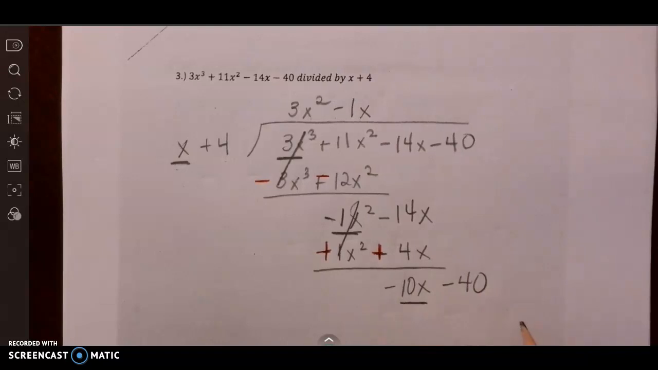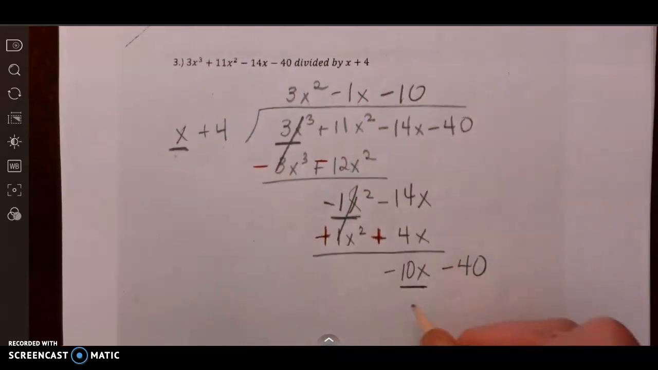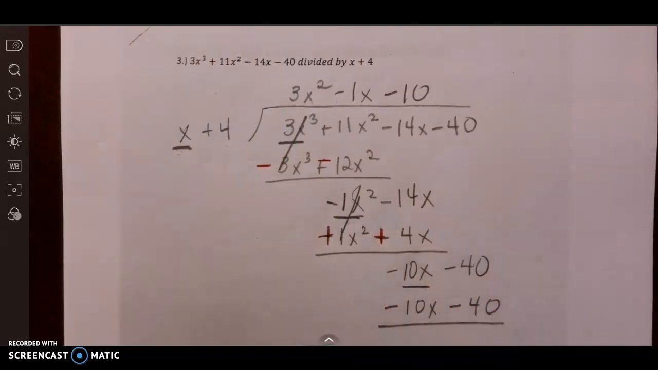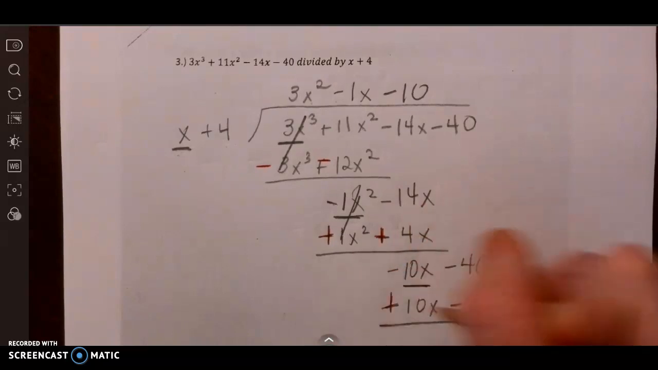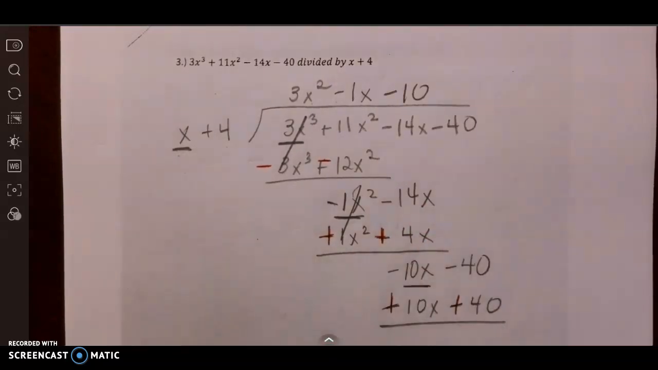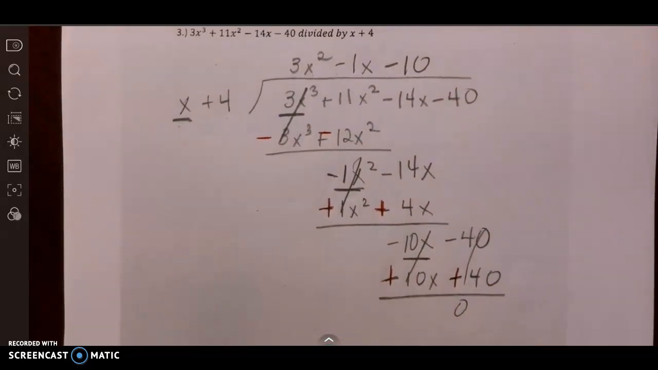Focus on the first. Negative 10x divided by x is negative 10. I get negative 10x minus 40. When I subtract, I add the opposite, and I get 0.